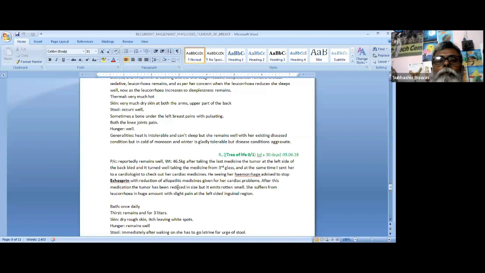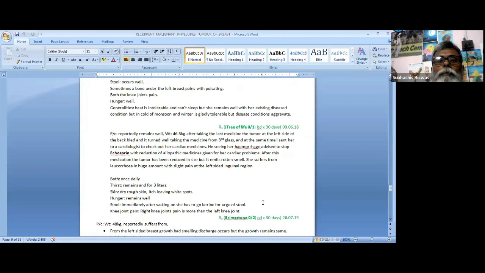Then I stopped my medicine Tree of Life, and also advised her to talk to her doctor, the cardiologist. After this medication, the tumor has been reduced in size, but the doctor immediately stopped the Ecosprin, and the day she stopped taking the Ecosprin, from the next day the bleeding stopped. Again, I advised her to continue the medicine Tree of Life.